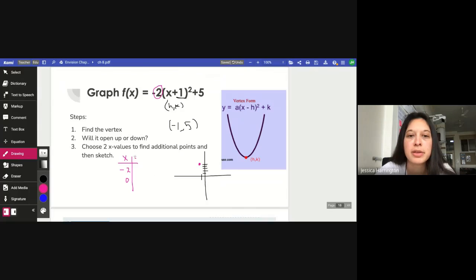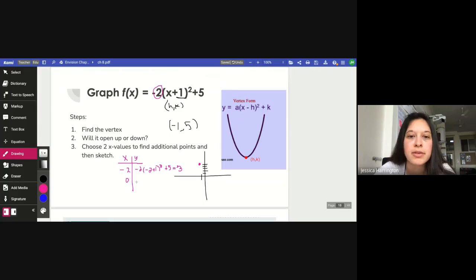So what happens when we plug those in? If I plug in -2, I'm going to write down the entire equation so we can see. We'd have -2, because that's the a. Then we have (-2 plus 1) squared, right? I'm just substituting in that -2, plus 5. What does that equal? Order of operations. -2 plus 1 is -1. -1 squared is 1. 1 times -2 is -2. And -2 plus 5 is 3.